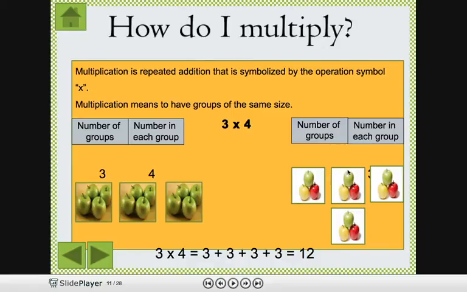Same thing over here. We have 1, 2, 3, 4 groups, but we only have 1, 2, 3 in each. So we would have 3 plus 3 plus 3 plus 3. So 3 times 4, or 3 plus 3 plus 3 plus 3, equals 12.